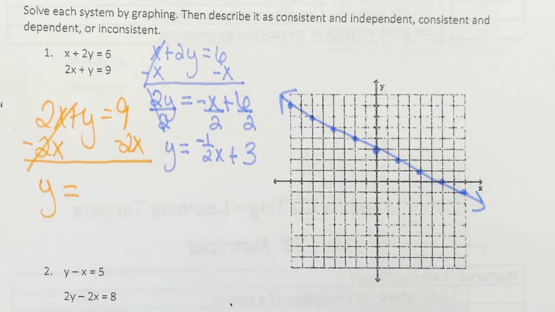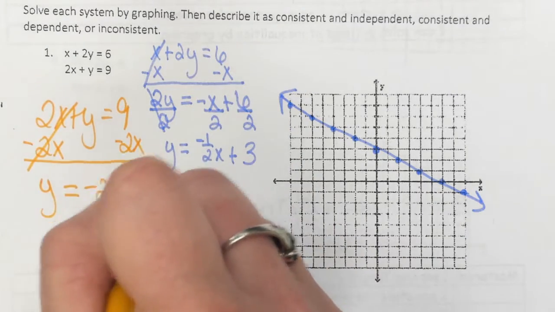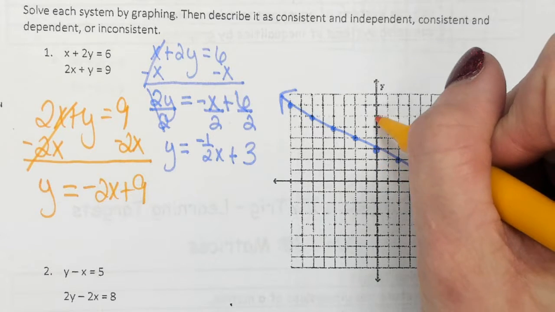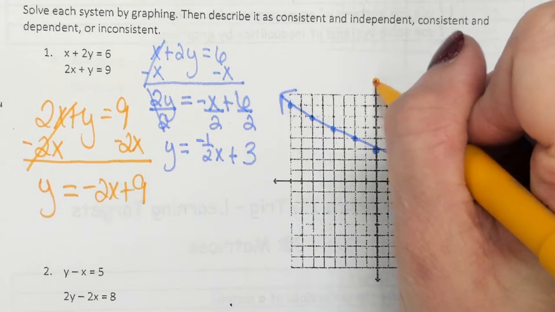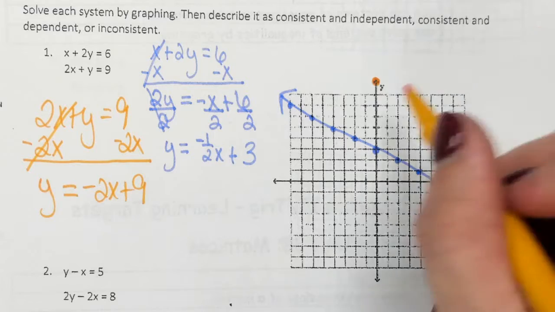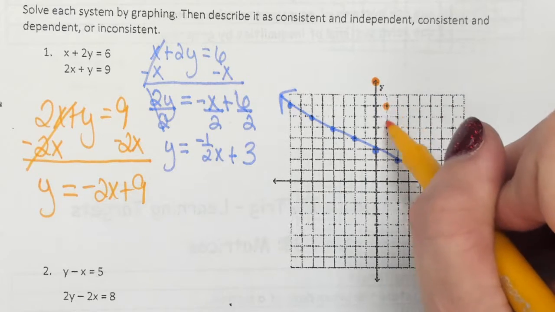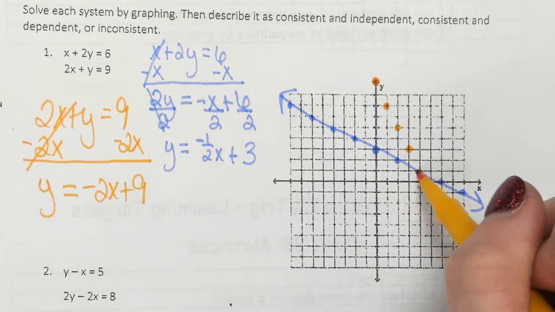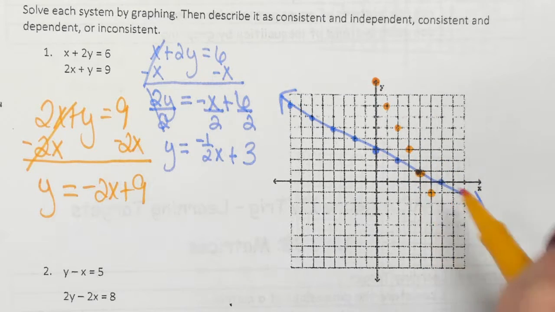All right, y equals what? How much? Negative 2x plus 9. Very good. So I'm going to go up 9. Ooh, it's up here a little bit. And then I'm going to go down 2, right 1. Go as far as you can so that way you can see where they cross.